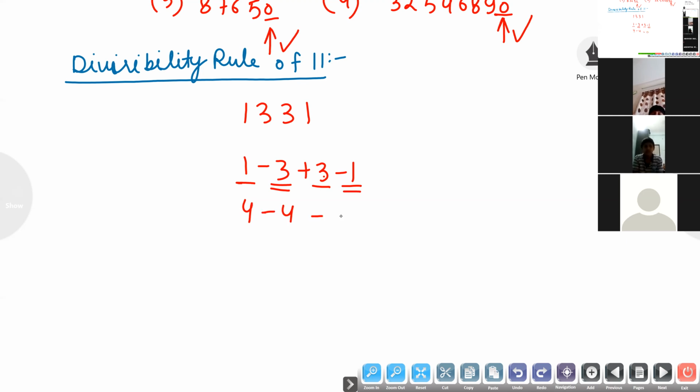Just now I told you a number is divisible by 11 if the difference of the sum of the alternate digits is either 0 or a multiple of 11. The difference is coming 0. Yes, we can say 1331 is divisible by 11. One more example I am writing, students concentrate.